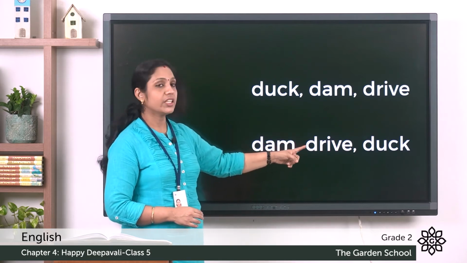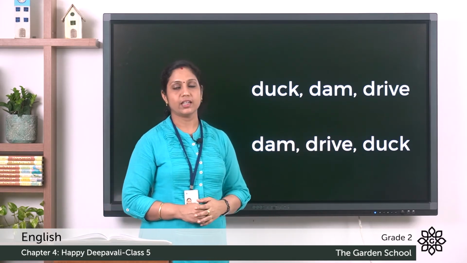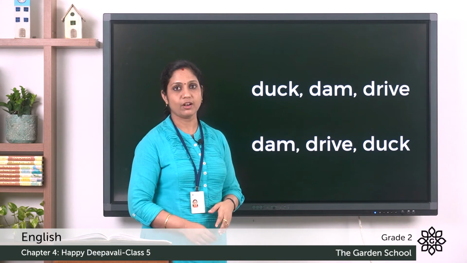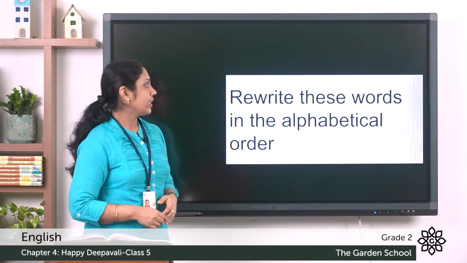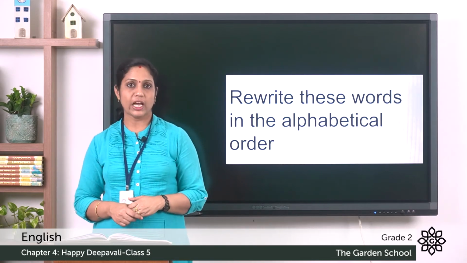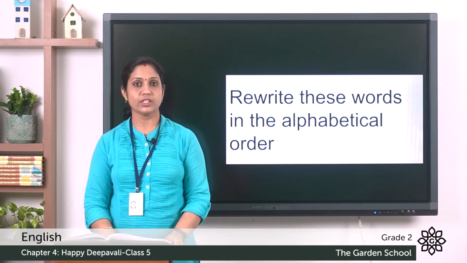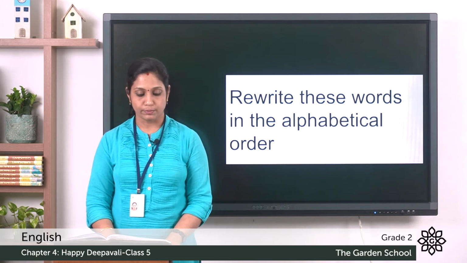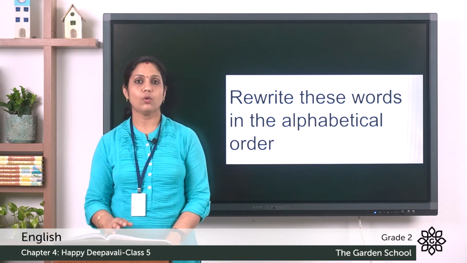And then after that, drive and then duck. So now this is arranged in the alphabetical order. Rewrite these words in the alphabetical order. In page number 54, you have this exercise. Let's check the first one. Butter, baby, bee. So how can we arrange it?